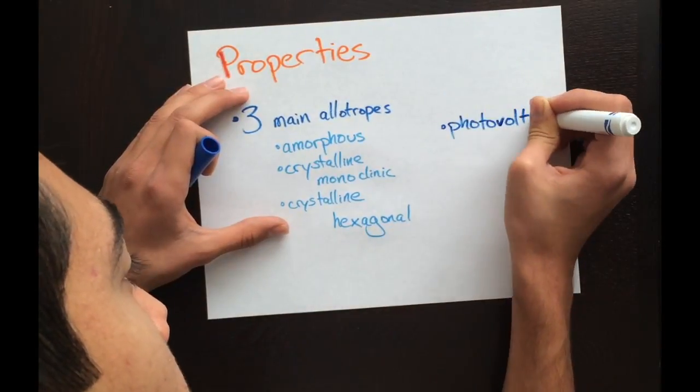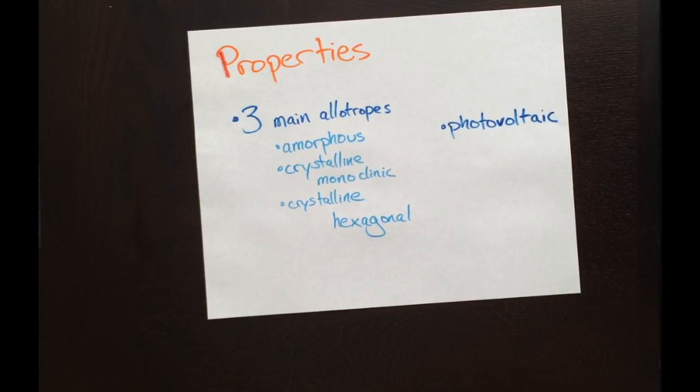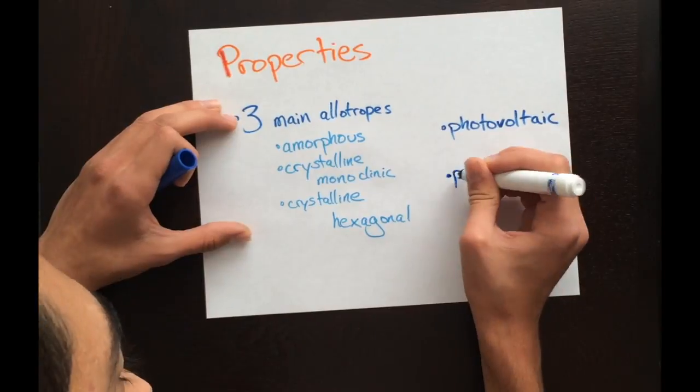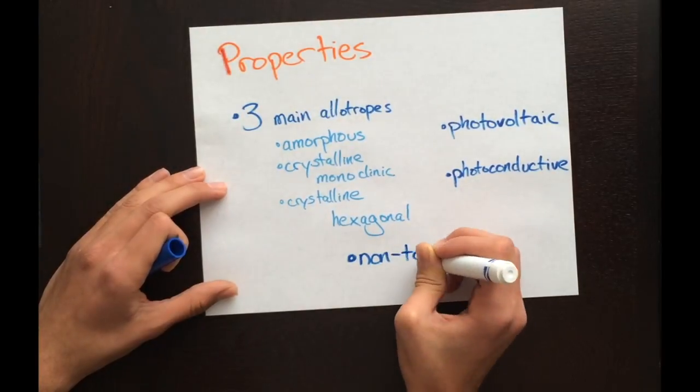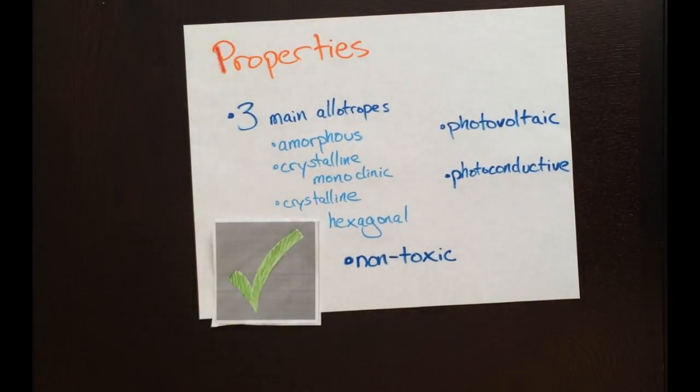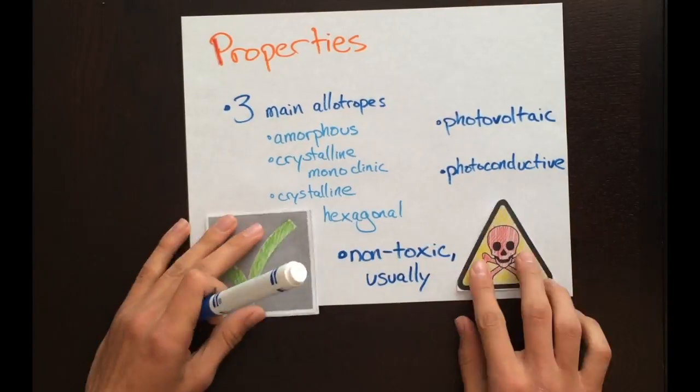Furthermore, selenium has been known to exhibit photovoltaic behavior. This means that it can use light to help create electricity. Selenium is also photoconductive, meaning that exposure to light makes it more conductive of electricity. Moreover, selenium is non-toxic and nearly essential. Well, at least when it's not in compounds, otherwise it is toxic.